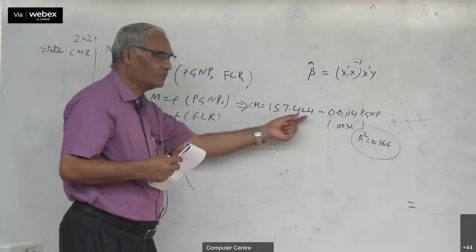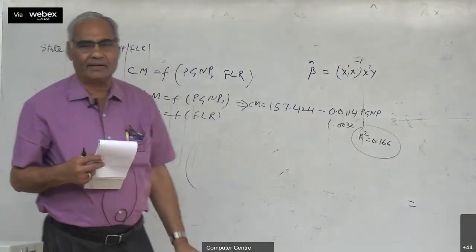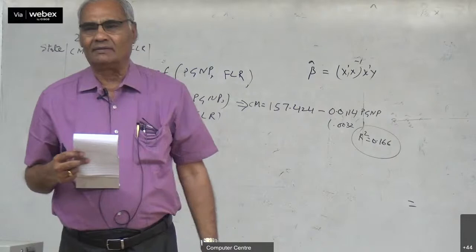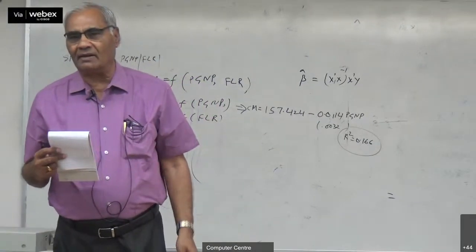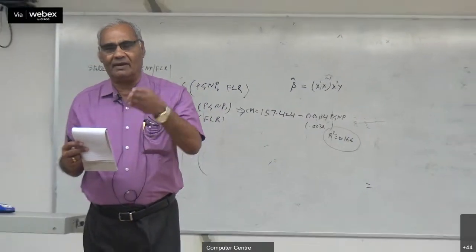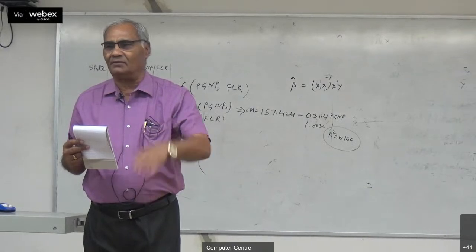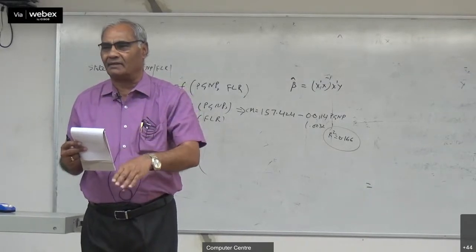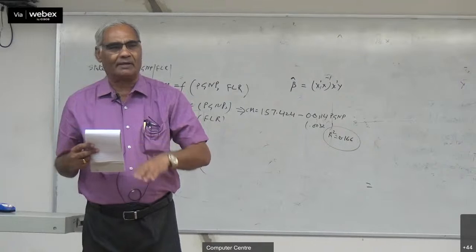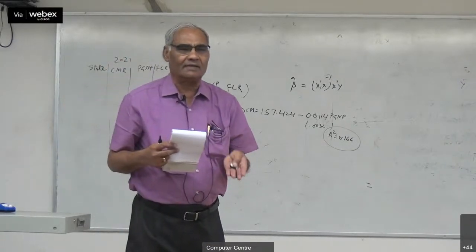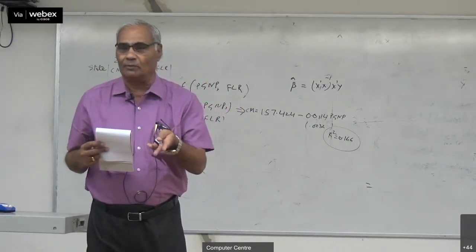और coefficient कौन सा है? नेगेटिव है या पॉजिटिव है? क्या implication है नेगेटिव का? More the GNP, lesser is the child mortality. Inverse relationship, opposite direction. And if your GNP, per capita GNP is less, the child mortality rate is bound to be more.